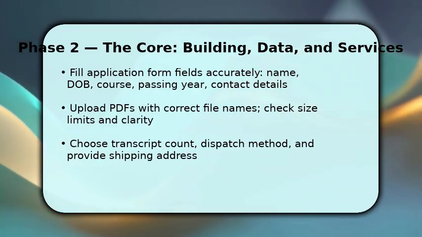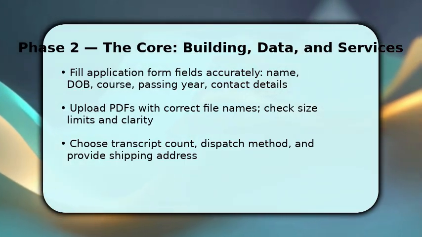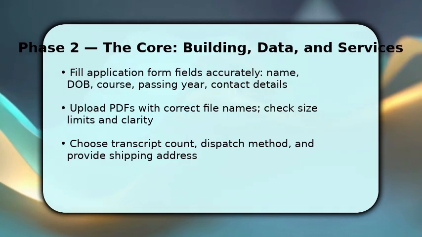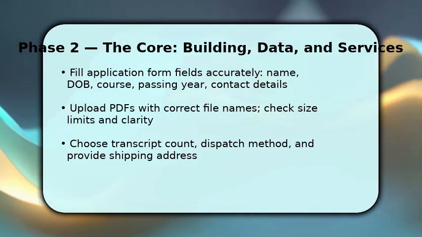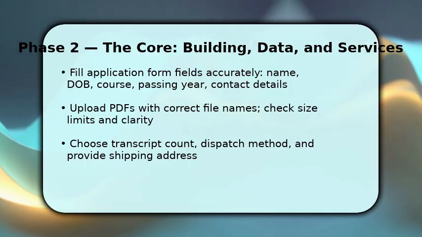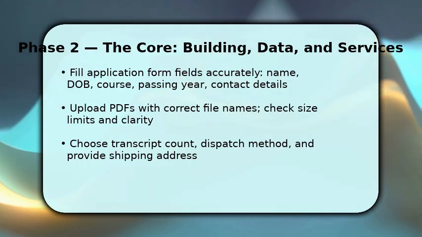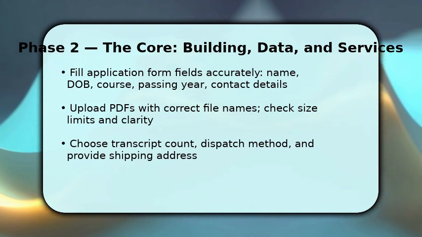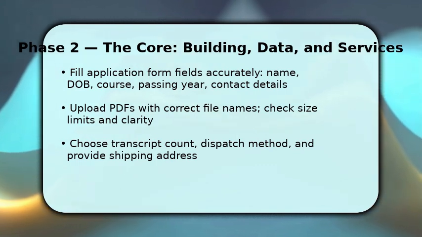Next, select how many transcript sets you need and whether you want normal or speed post. Provide a complete shipping address and contact number. Once all fields and uploads are verified, review the summary, confirm, and submit so the university can begin processing.